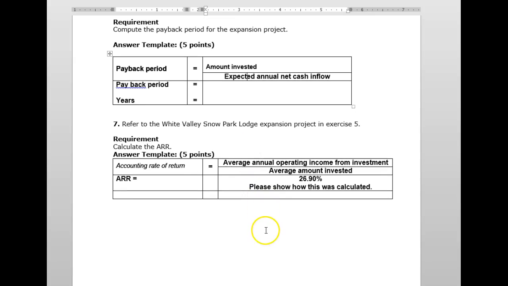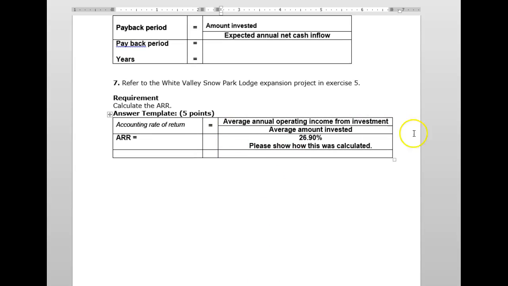And then the final thing you're going to look at is the annual rate of return, which is going to be, it kind of shows you right there, the average annual operating income from the investment divided by the average amount invested. Now you're going to have to show me how this is calculated, and that's what I want you to do. Show how this was calculated. What are the numbers to come up with that? And there's a very nice formula in the book to help you. If you can't figure that out, just give me a message and I'll be glad to help you.